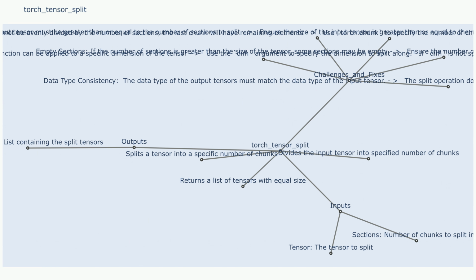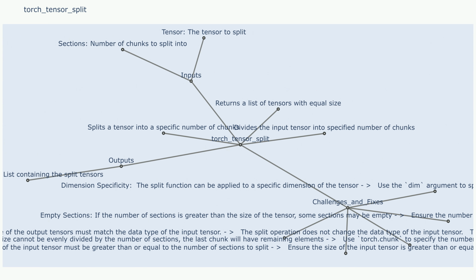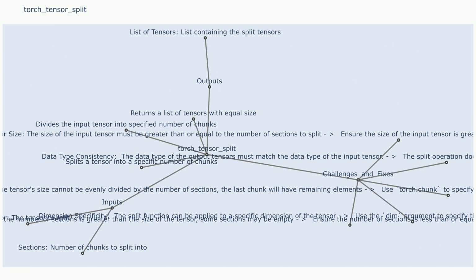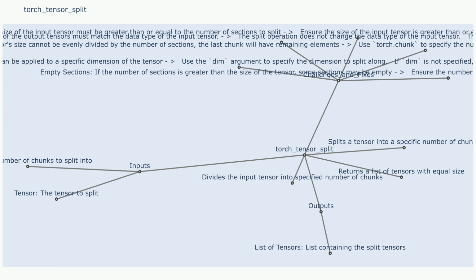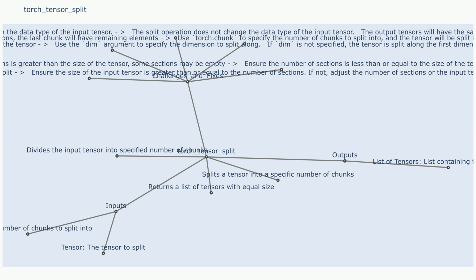Steps. Step 1: determine the size of each chunk. If sections is an integer, the chunk size is calculated as the length of the dimension to be split divided by sections. If sections is a list, the chunk sizes are directly specified by the list. Step 2: divide the input tensor into chunks based on the calculated chunk sizes. Step 3: if the tensor's size is not divisible by the number of splits, the last chunk is padded with zeros to match the size of other chunks.